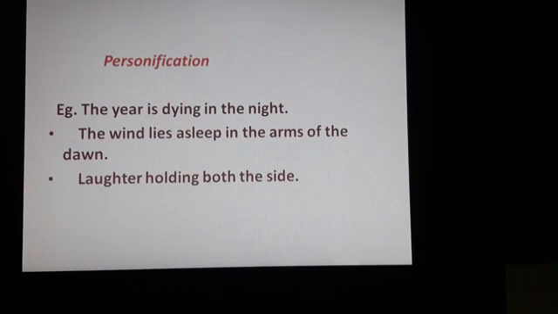Again, the wind lies asleep in the arms of the dawn. Wind lies asleep. Can wind sleep? Only human being and the animals, of course. Those who have life can sleep. Also arms of the dawn. Dawn means early morning. The morning has no arms. Only human beings having the arms. These type of sentences, we call it figures. This type of sentences, the figure of speech is personification.